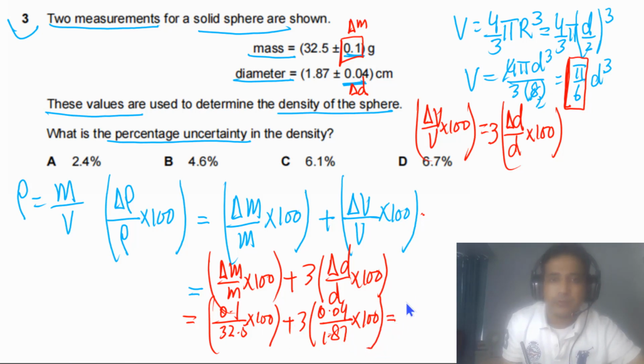If we solve this, we will get 6.72. Percentage uncertainty should be written up to 2 SF. So our final answer has to be 6.7. So the answer for this question has to be D.